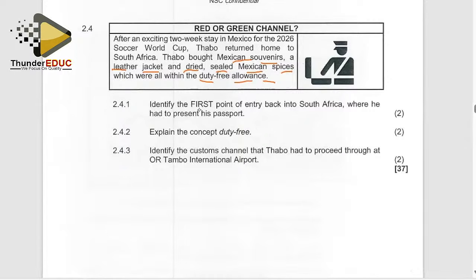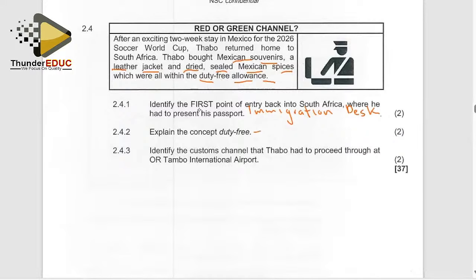So identify the first port of entry back into South Africa where he had to present his passport. He had to present his passport to the immigration desk.